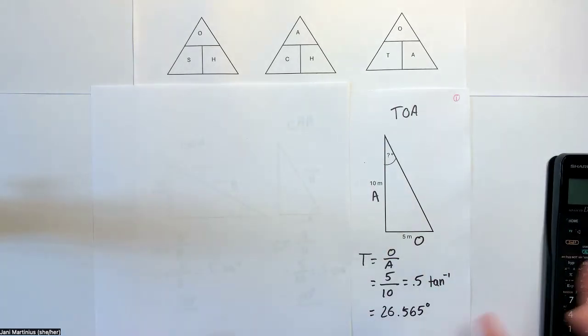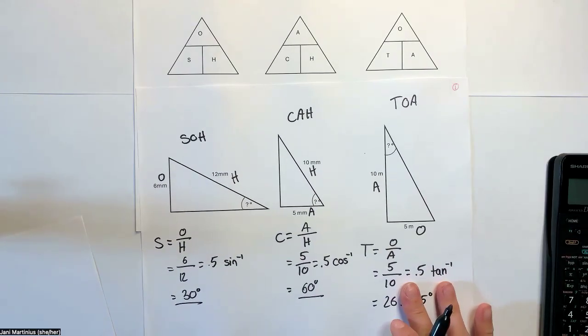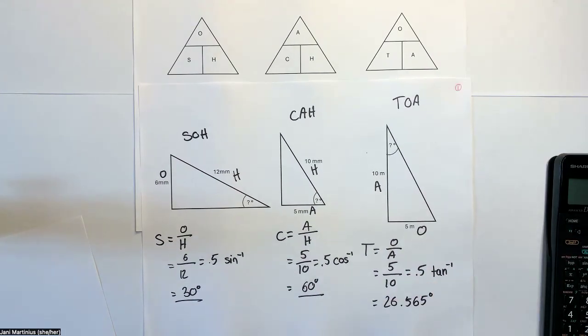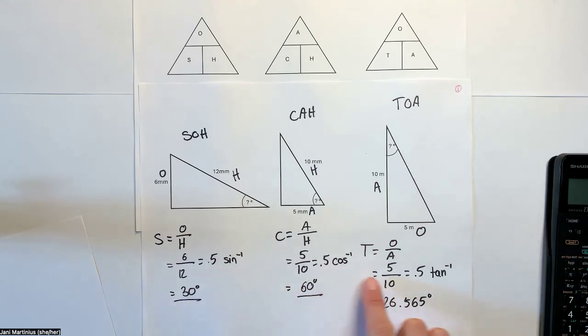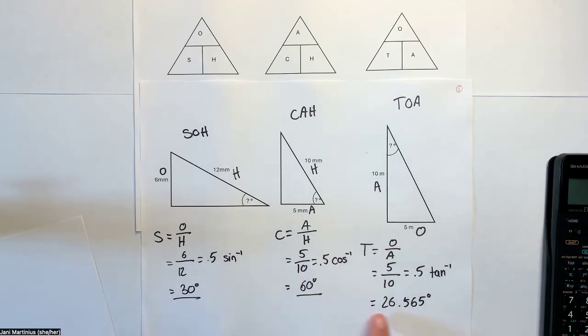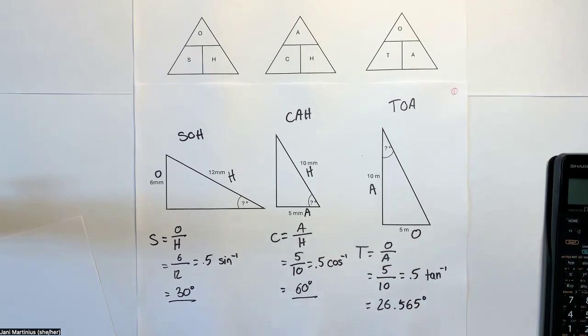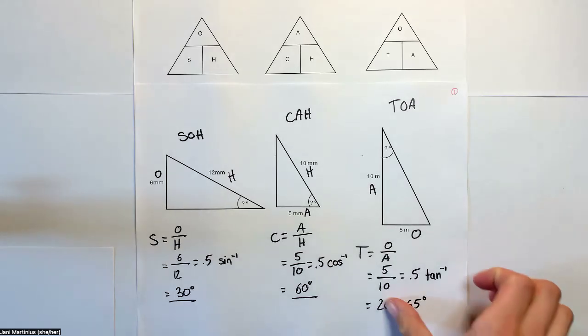Now, what I find fascinating is that all of these ratios were 0.5, right? It was 6 over 12, 5 over 10, and 5 over 10. So 0.5, 0.5, and 0.5 ratios. But look how different the angles are. And that's the magic of our SOHCAHTOA trigonometry, that you can have the same ratio, but by using the different functions, they look wildly different. I just think that that's cool.